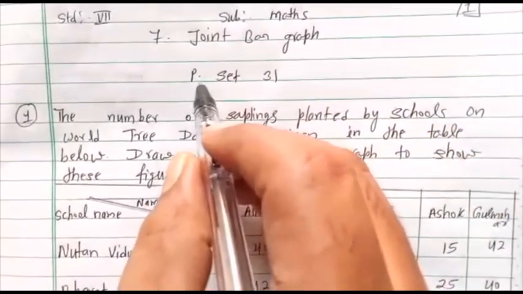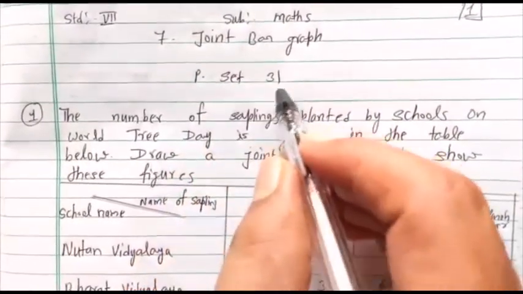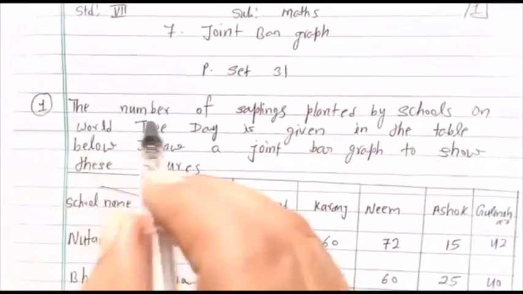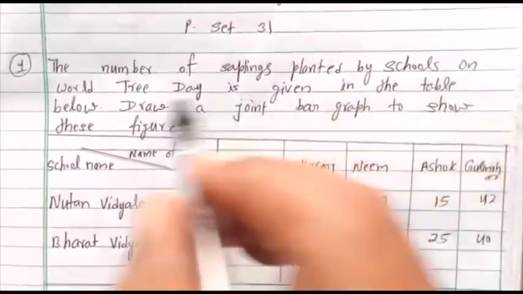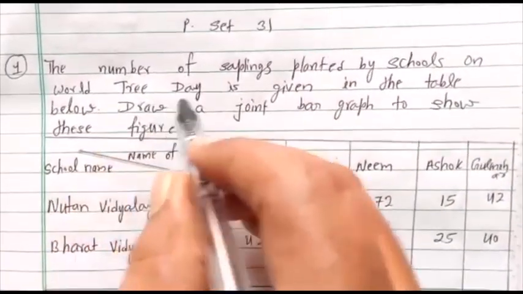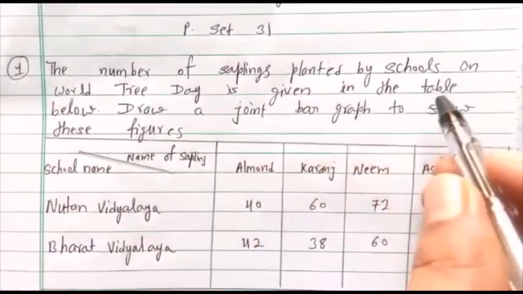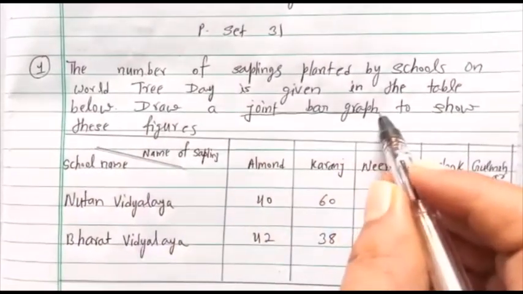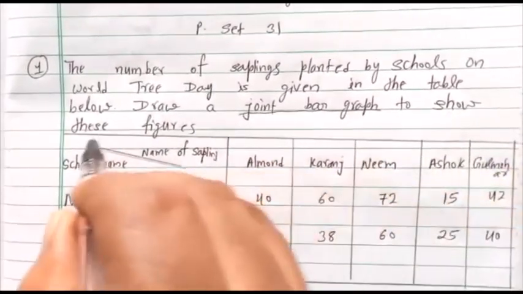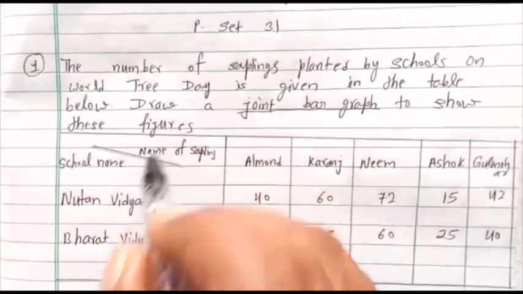Now let's see the sums. Practice set 31, question number 1. The number of saplings planted by schools on World Tree Day is given in the table below. Draw a joint bar graph to show these figures.